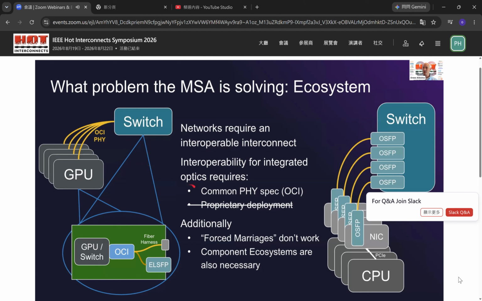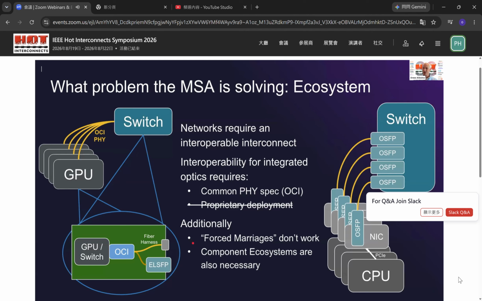Interoperability therefore requires a common PHY spec. We've proposed the OCI spec to enable that to happen. It is not and should not require proprietary deployment. When people come to me and say, "Oh, this is really good. We have a really great solution for one end of the link, and all you have to do is go to your switch or your GPU vendor and tell them to just adopt our technology and it'll all be fine on the other side," it's really difficult not to laugh at them.